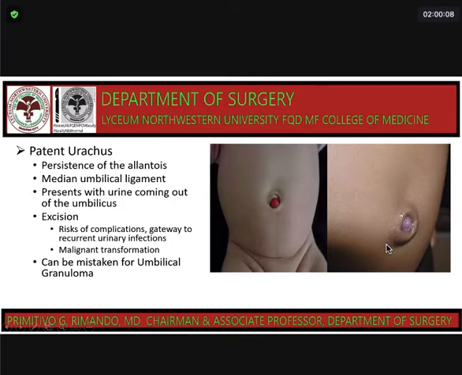So here are 2 patients with a fleshy mass in the umbilical area. One of them is an umbilical granuloma and one of them is a patent urachus, and I would like you to see the difference. An umbilical granuloma is usually reddish. It's very red because it's a granuloma. It has no connection below. It's not an OMDR. It's not a patent urachus.